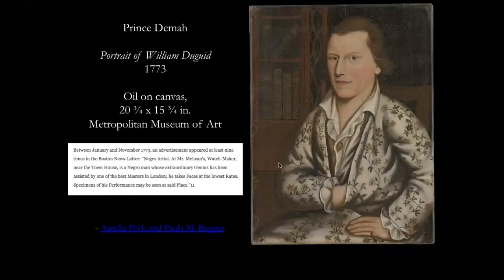expensive. The reason I use Prince Demah: if you go to the Metropolitan Museum of Art website, they will reference Prince Demah Barnes as the artist, because this is actually signed on the back, Prince Demah Barnes. But at the time of the Revolutionary War, Prince Demah registered to fight on behalf of the Sons of Liberty, and he dropped Barnes. And I always honor the choices that newly liberated people make as far as naming themselves. So I refer to him as Prince Demah.